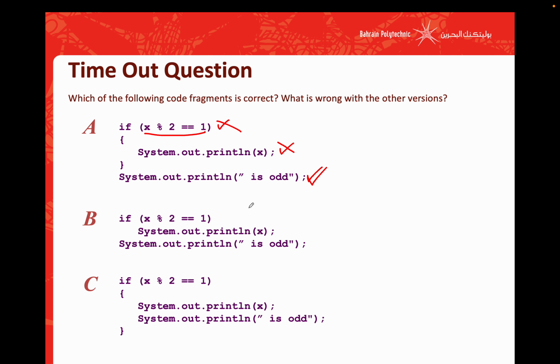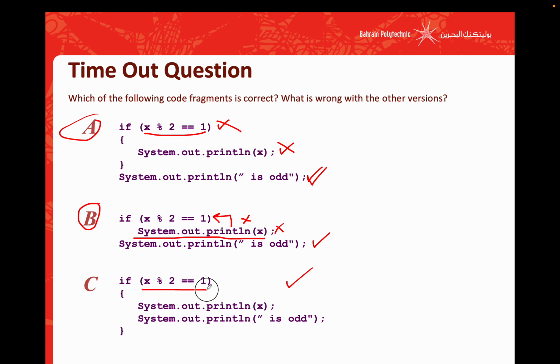And this code here in B is very similar to the code in A, because you're skipping the braces, assuming that this line is the only statement connected with the if block. And again, if this was false, if the number was not odd, it will not print X, but it will still print is odd because it falls after the block. This would be the correct way of writing the code.